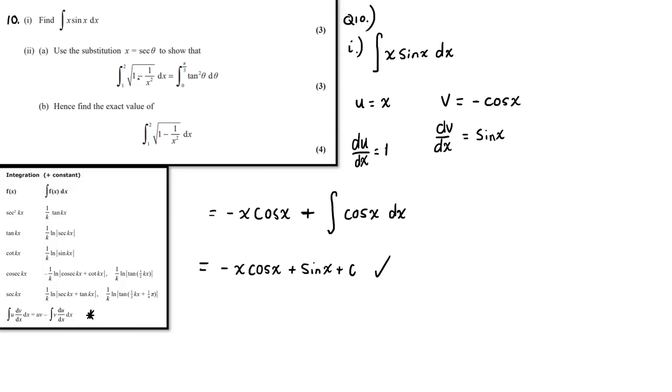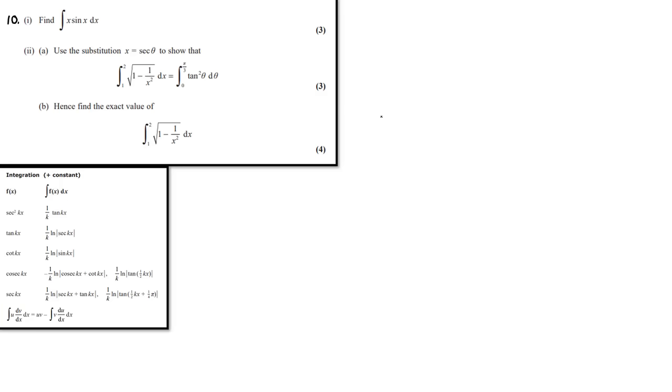Let's take a look at part 2a now. We're asking you to use the substitution x equals sec theta. So let's just clear all this because we're going to need quite a bit of room for this. And this is quite a lengthy question, especially given that this is only 3 marks, which is the same as the first part here. But there's definitely a lot more work to it. So we're using the substitution x equals sec theta.